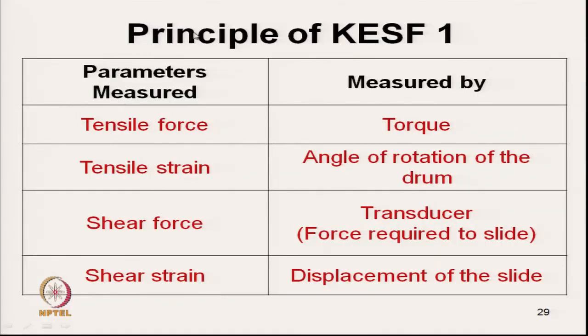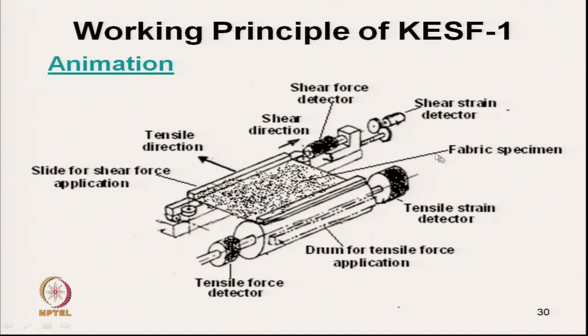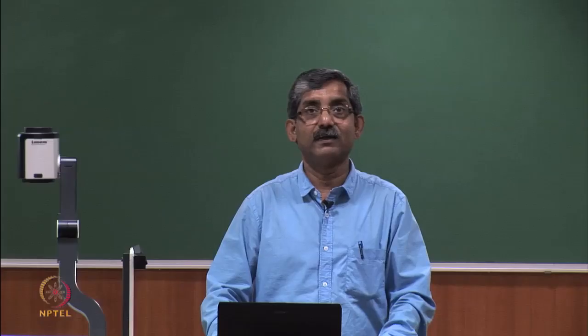As I have already mentioned, the parameters measured are tensile force, which is indirectly measured through the torque required to rotate the drum; tensile strain, by the angle of rotation of the drum; shear force, by a transducer, which is the force required to slide the slider; and shear strain, which is measured by displacement of the slide. This working principle we have already discussed.